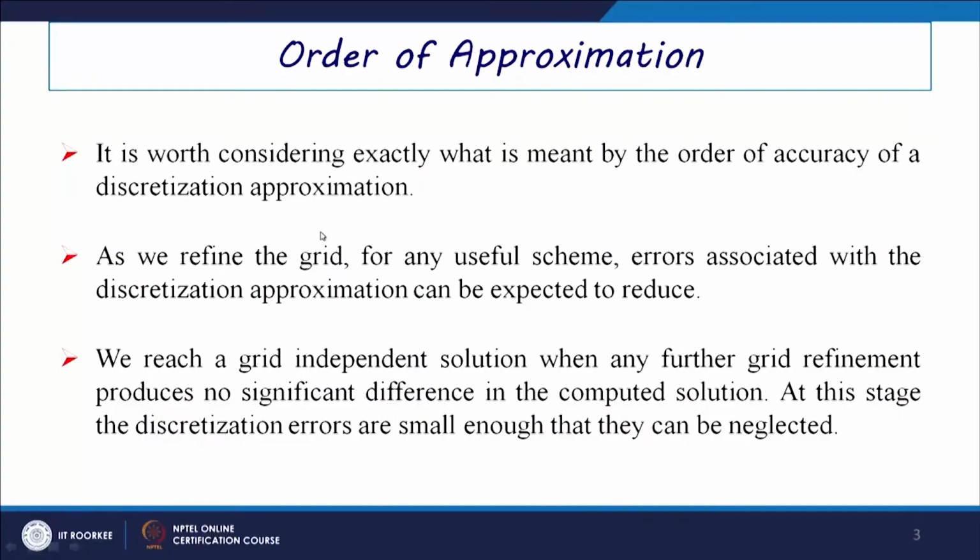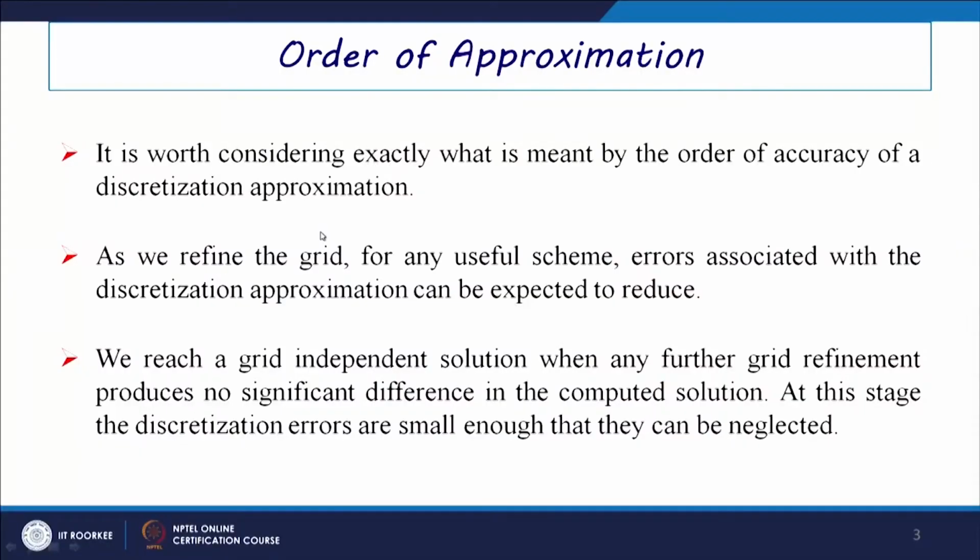First, it is worth considering exactly what is meant by the order of accuracy of a discretization approximation, since it is essential to know where we use first order approximation, where we use second order approximation, and why. It depends on the discretization formulation. As we refine the grid for any usual scheme, errors associated with the discretization approximation can be expected to reduce.